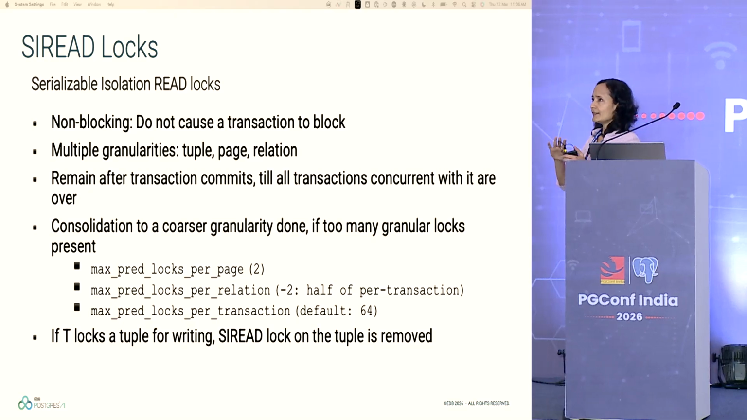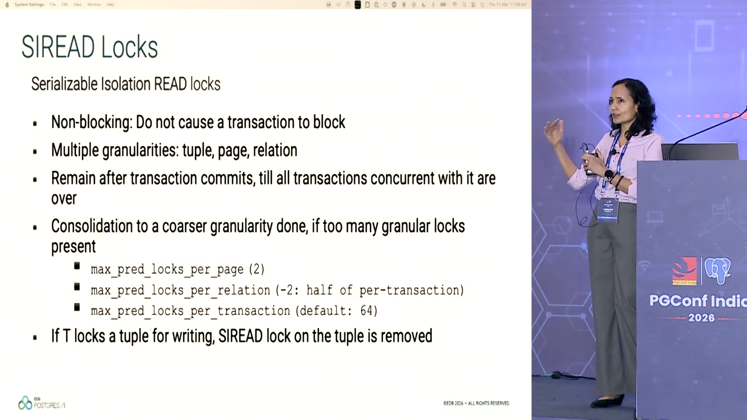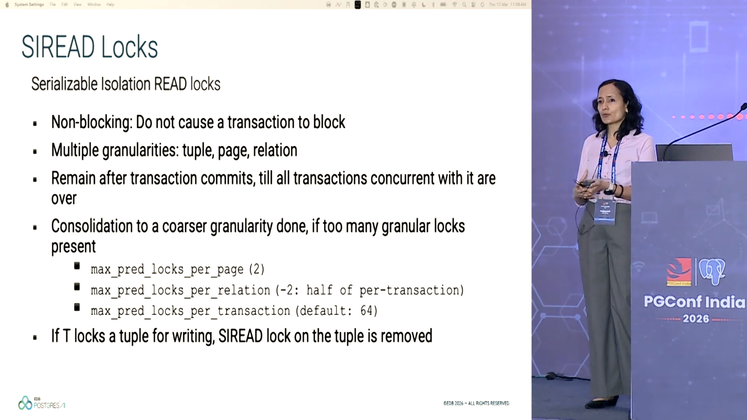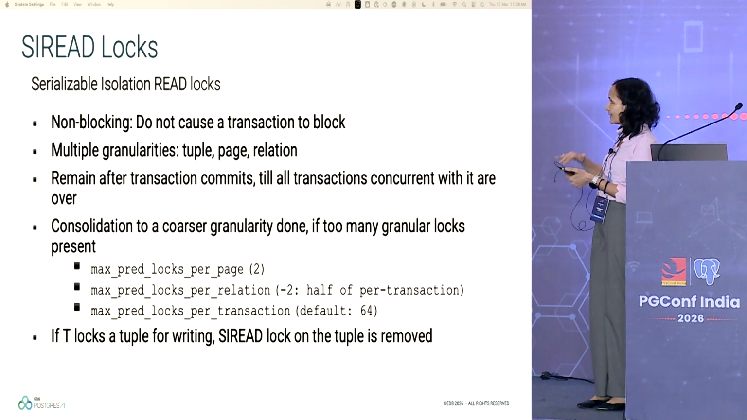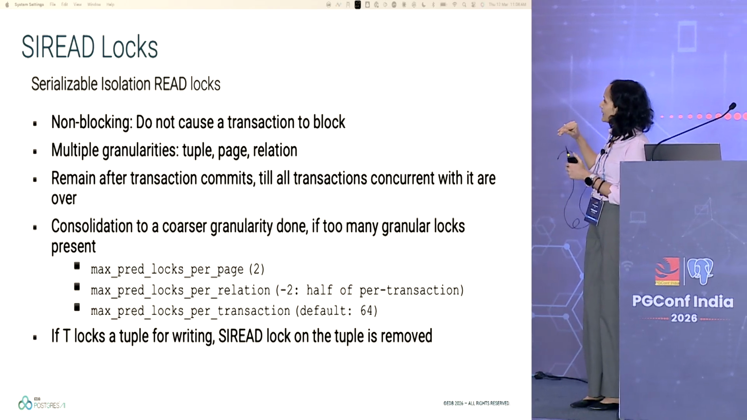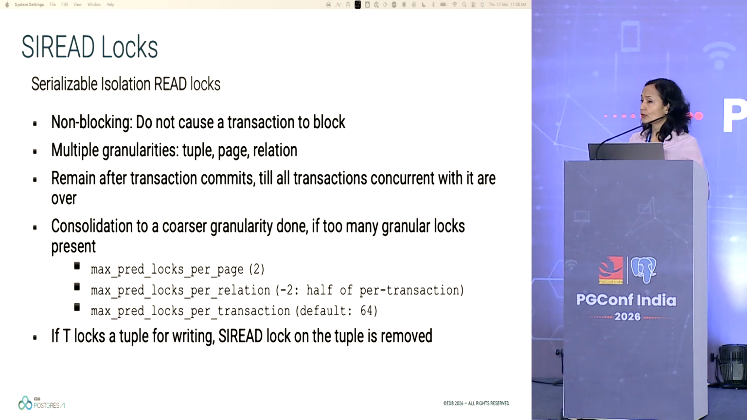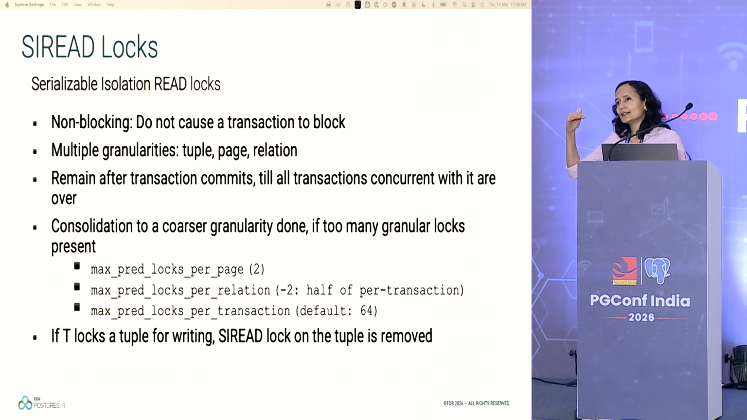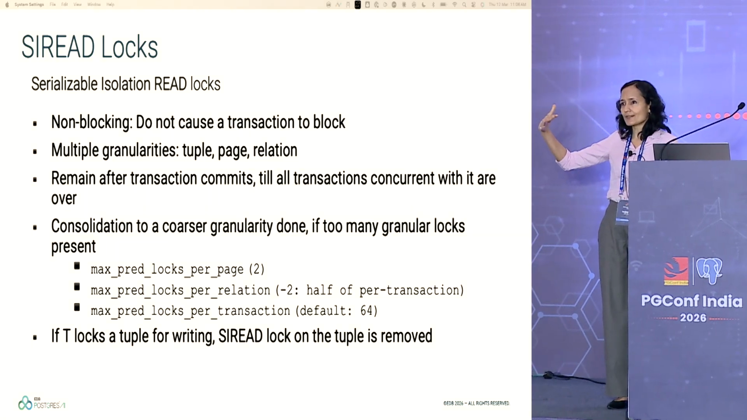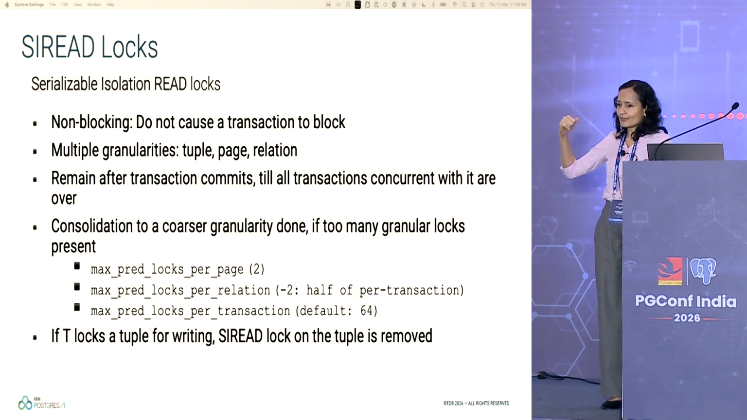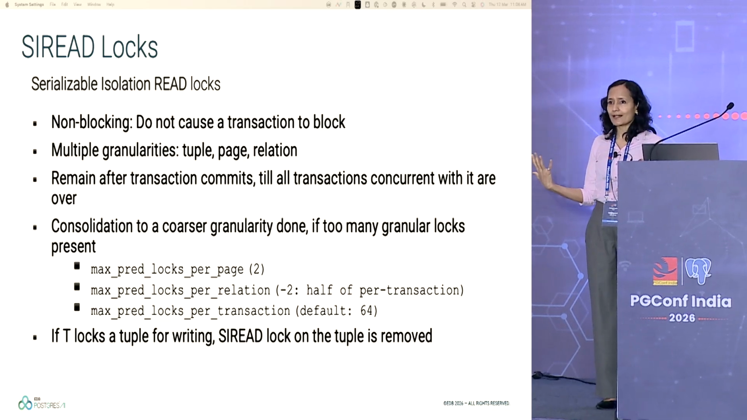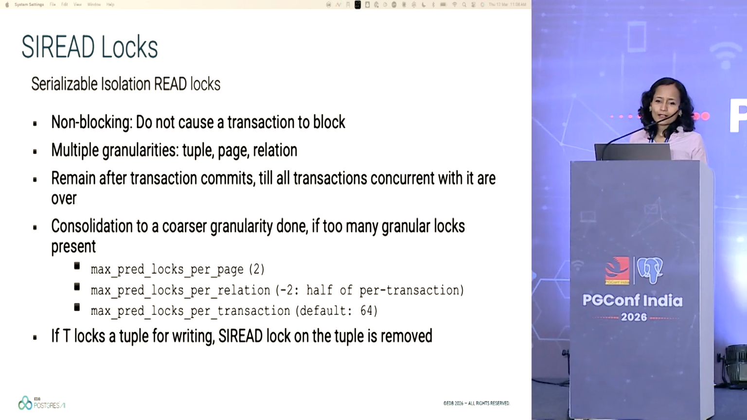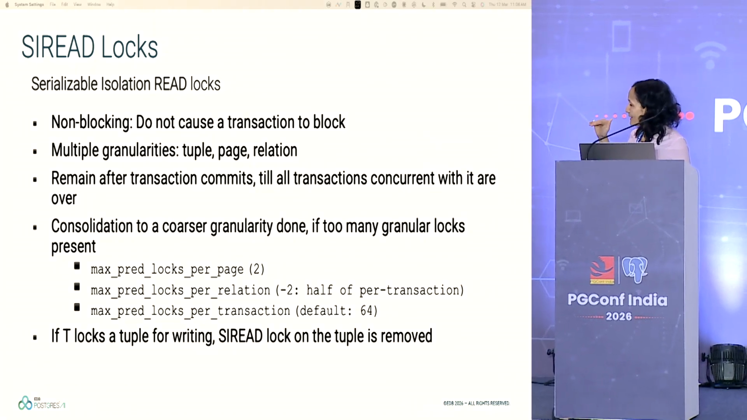These locks are maintained in a parallel space, not the same space as the conventional locks, the heavyweight locks in Postgres, which are managed by the lock manager. These locks are managed by the SSI machinery, and they're non-blocking. So even when a transaction commits, the locks continue to be held, until all concurrent transactions have drained out. This makes it interesting because they could continue to take up space, and there has to be a mechanism of ensuring that all of these structures are cleared away. They are right now at multiple granularities: tuple, page, and relation.